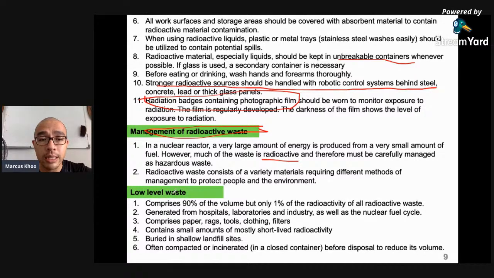Low level waste is about 90%. Now 90% of the waste is low level waste, and it's usually from hospitals, laboratories, industry, as well as the nuclear fuel cycle. It can be paper, rags, tools, clothing, filters. Usually this one we just bury in shallow landfill sites, or sometimes we just burn it all together, so that it doesn't pose that much danger.